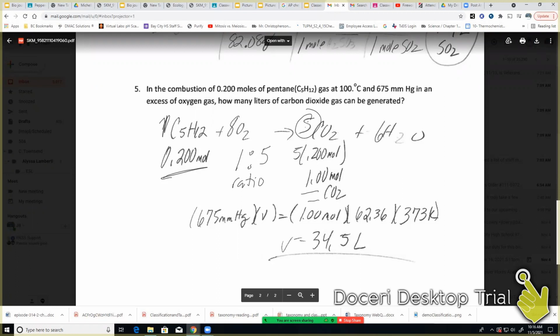And then at that point, you would have everything you needed to go into your ideal gas law to get your volume. And I just left my pressure in millimeters mercury and just used my different value on that one. Questions, anybody on that one?